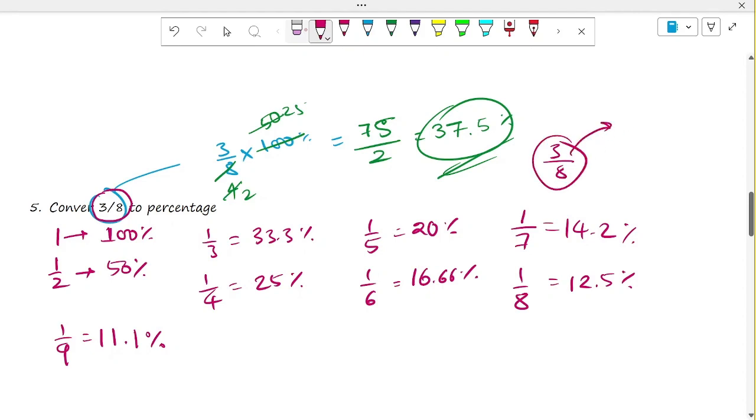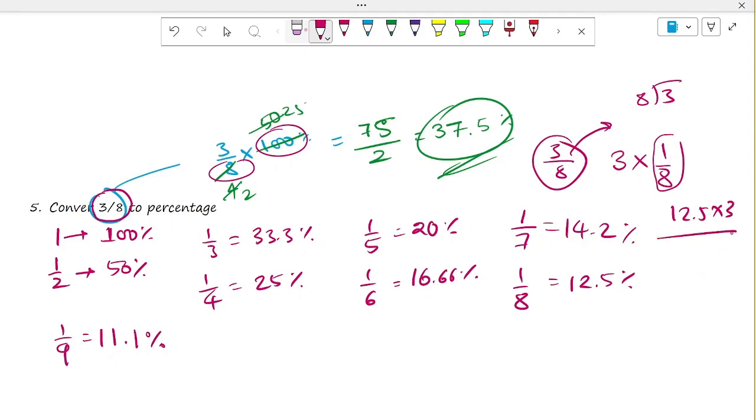is, you need not divide 3 by 8. Just consider this 3 into 1 by 8, and you know 1 by 8 is 12.5. So multiply this 12.5 with 3. So 5, 7, 3. So you got the answer. So if you know these numbers, then it will be easy. And 1 by 10 is nothing but 10%.